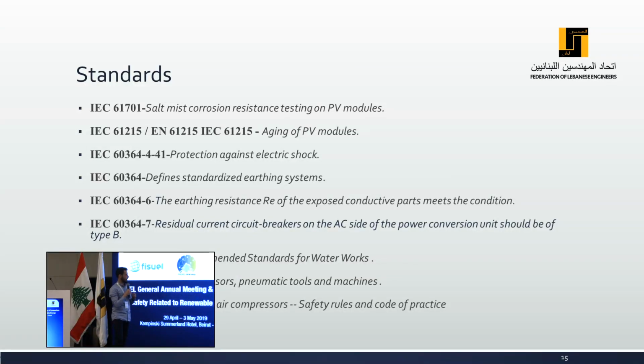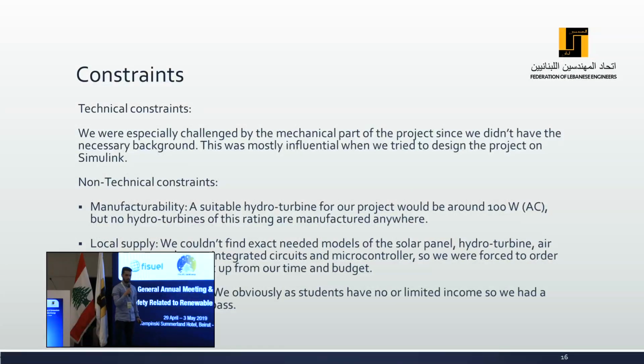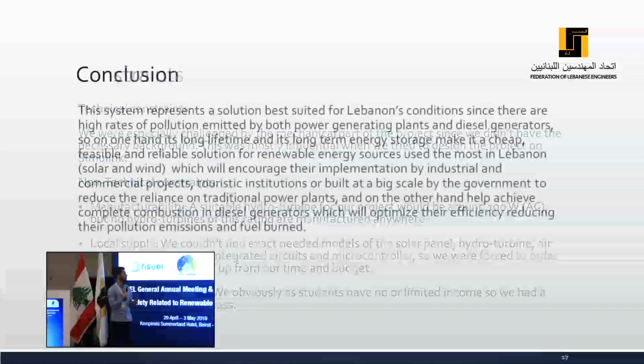We used, of course, IEC, FAC, and ISO standards, especially residual current circuit breakers on the AC side of the power conversion unit should be of type B. This is the IEC 60364-7 standard, in addition to recommended standards for waterworks and other standards. We faced some constraints during our project, mostly non-technical, like the manufacturability, local supply, and economical constraint, which we will work on in the future.